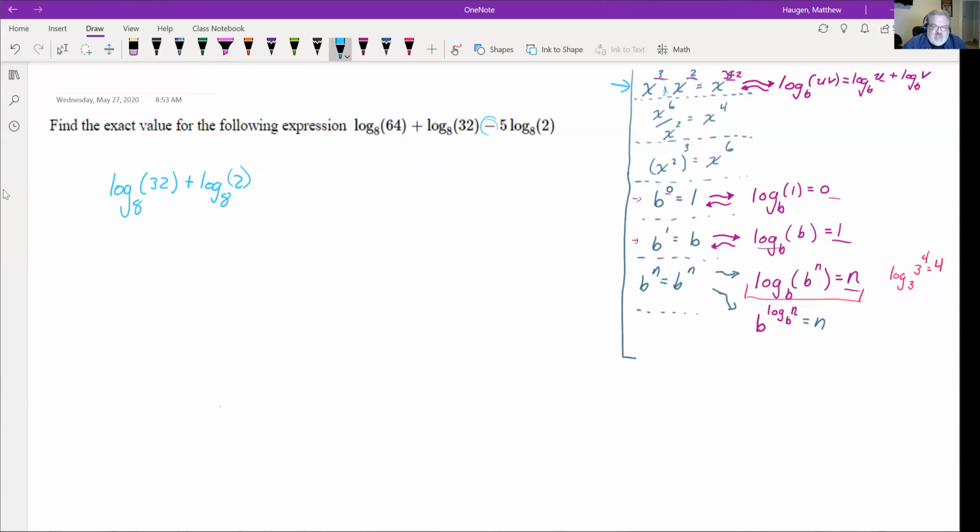Well, log base 8 of 32 is some weird number, somewhere between 1 and 2. What power of 8 makes 32? Well, 8 to the first power is 8. 8 squared is 64. So it's somewhere in between there. Log base 8 of 2: what power do you have to raise 8 to make 2? Technically you can raise it to the 1/3, because the cube root of 8 is 2. But I don't want to put a 1/3 in there, and neither would Andrew.